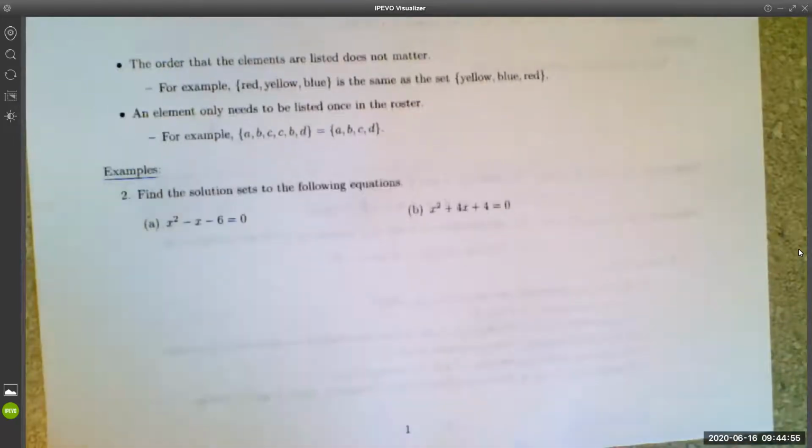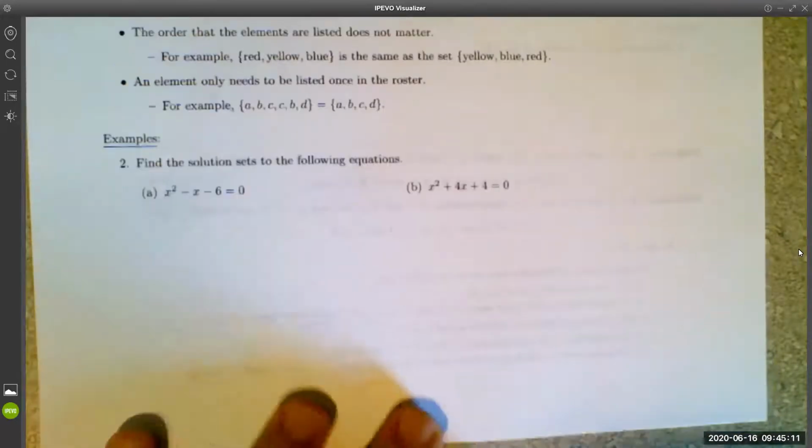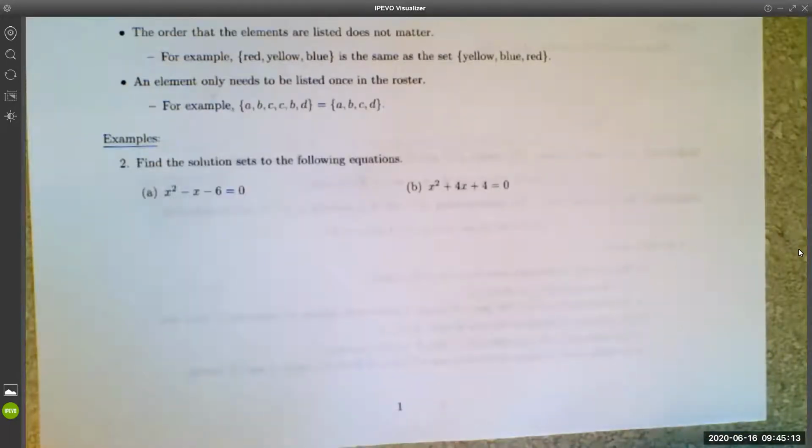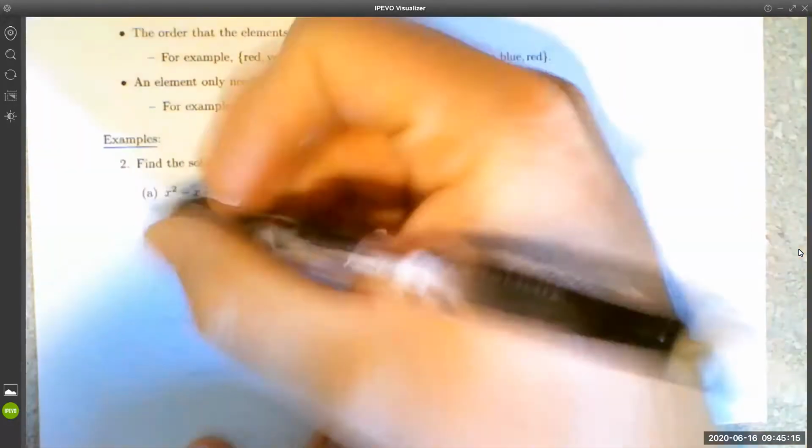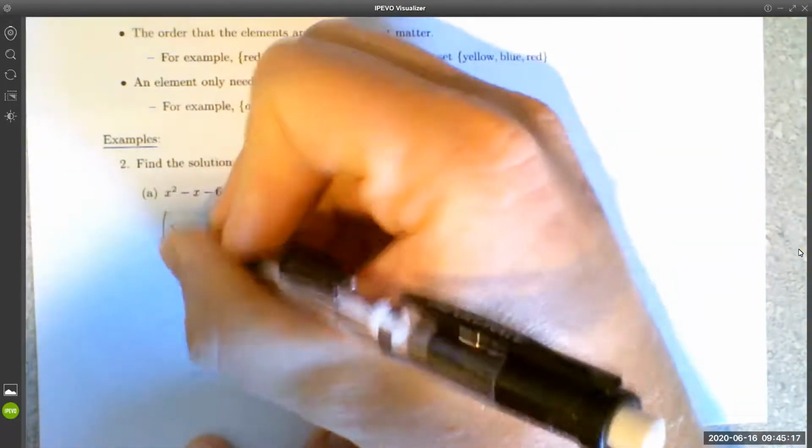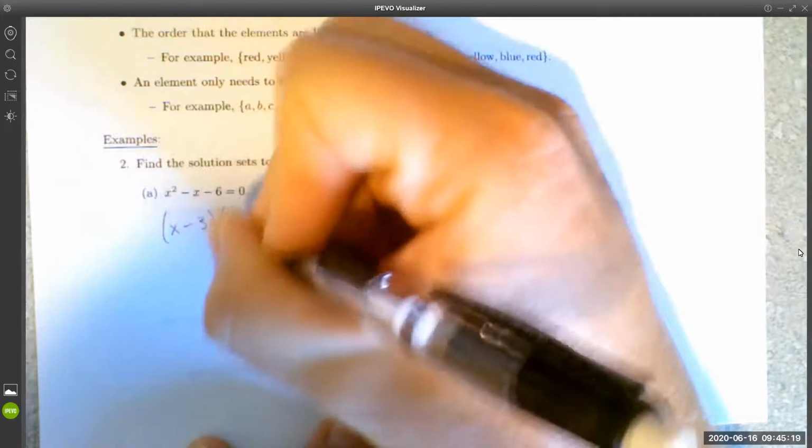So let's do a couple examples. It says find the solution sets to the following equations. We have a couple of quadratic equations here, and you should know how to solve quadratic equations, so go ahead and give the video a pause and see if you can find the solution sets to those equations. Okay, I'm going to work out my solutions now. I'm going to solve this one by factoring. I think I can call this x minus 3 times x plus 2.